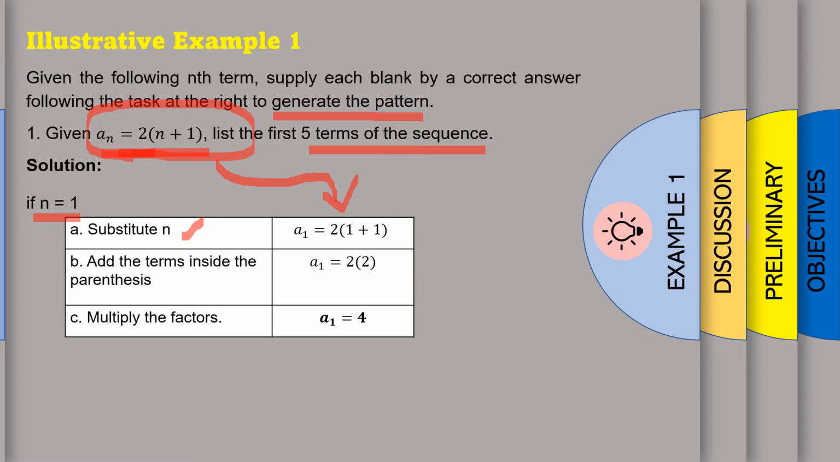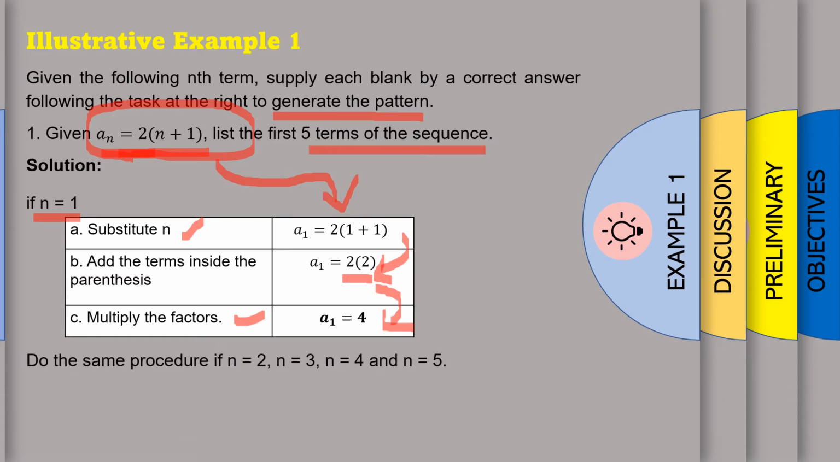Is equal to 2 times the quantity n. So, ang n natin ay 1 plus 1. And then, add the terms inside the parentheses. GEMDAS rule yan. So you have 1 plus 1, that is 2. So your equation now is a sub 1 is equal to 2 times 2. And then multiply the factors, so you just get the product of 2 and 2. So that is 4. So your a sub 1 is equal to 4. So ibig sabihin, yung first term mo sa sequence na to ay 4.